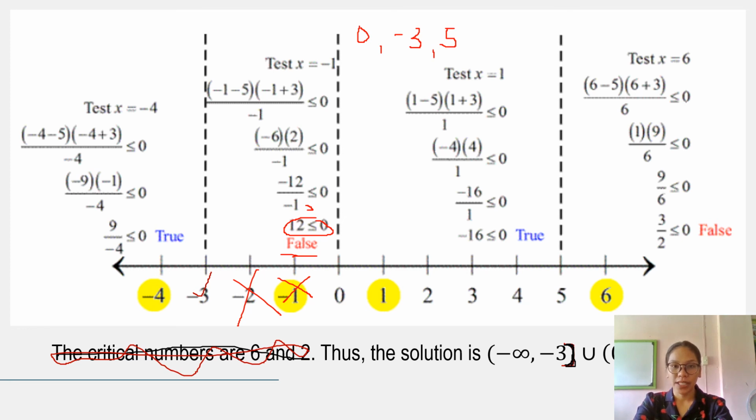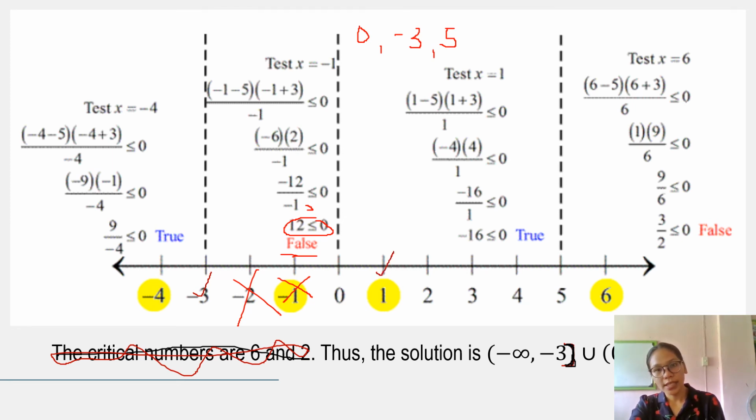Since bawal yung 0, try natin yung 1, positive 1. So we have here for 1, that is x equals 1. 1 minus 5 times 1 plus 3 all over 1. Negative 4 times 4, that is negative 16 over 1. So negative 16 is less than or equal to 0. That means that is true. So tama yung 1 natin.